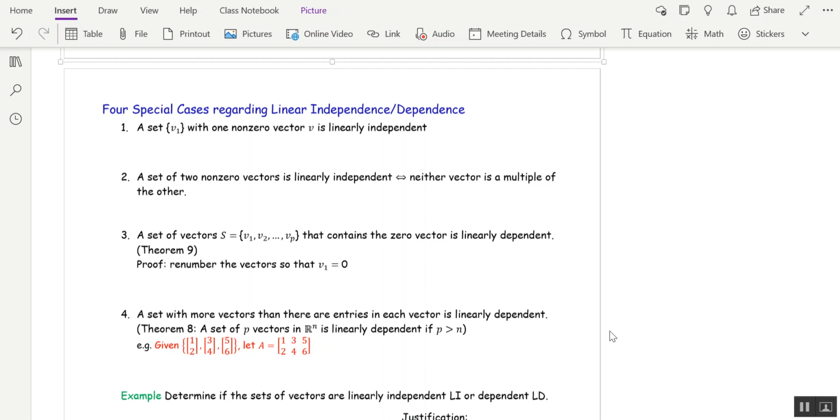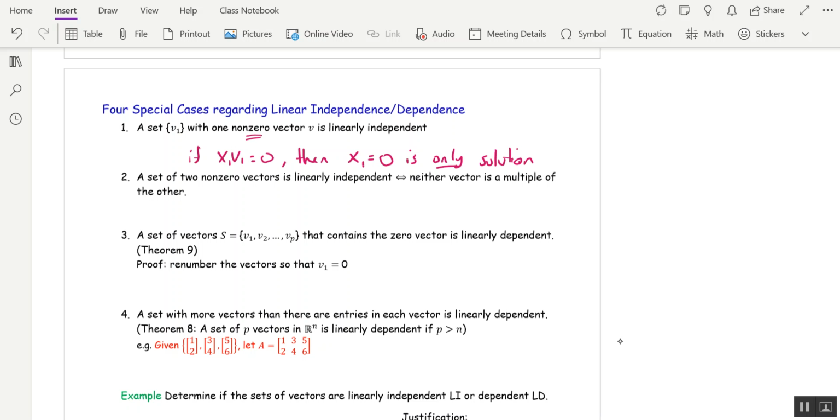These are the 4 exceptions where you can just look at the set and say, I know the answer. So here are the exceptions. If you have a set of one vector, and it's non-zero, then it's linearly independent. Here's why. Suppose we have x1 v1 equals 0, and we're told v1 is not 0. Well, the only solution to that is x1 equals 0. That's a trivial solution. So by definition, that vector is linearly independent.